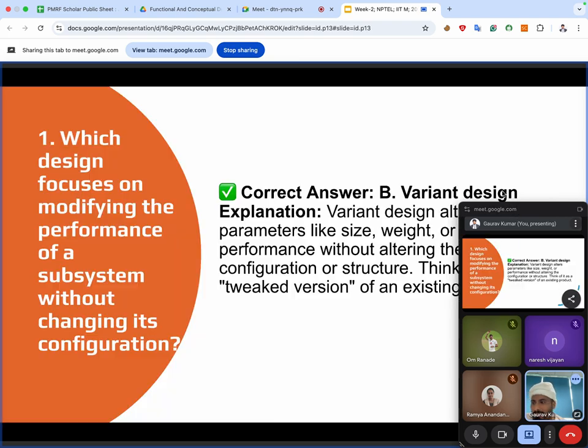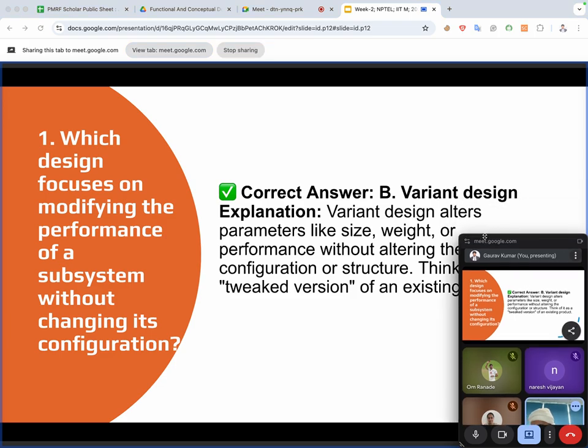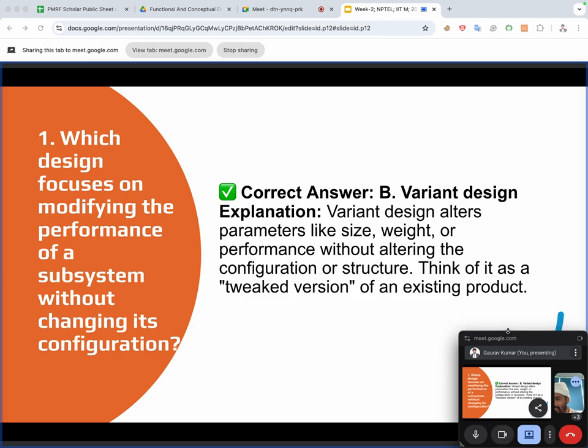So just a minute. Yeah, is it visible on screen? So can we move now to ask the next question? Hello.